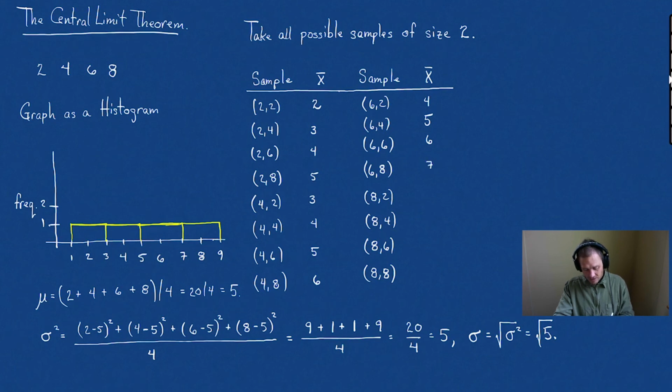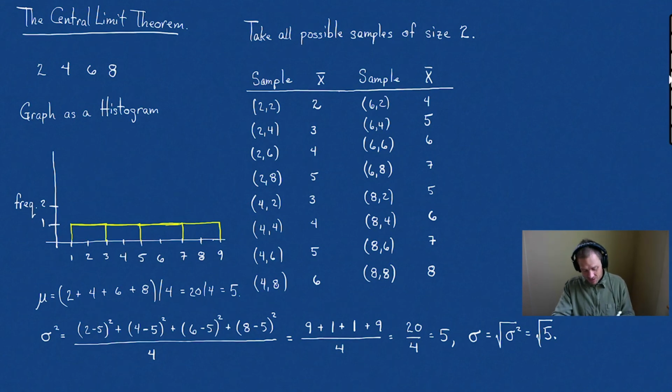8 plus 2 is 10. Divided by 2 is 5. 8 plus 4 is 12. Divided by 2 is 6. 8 plus 6 is 14. Divided by 2, 7. And then 8 plus 8 is 16. Divided by 2 is 8. Okay, now, instead of having 16 different samples, let's regroup what we've got.